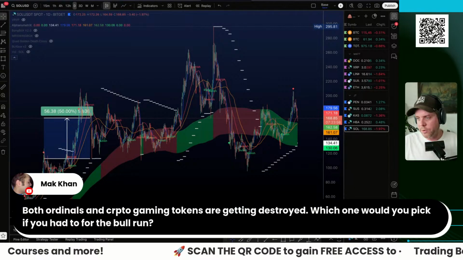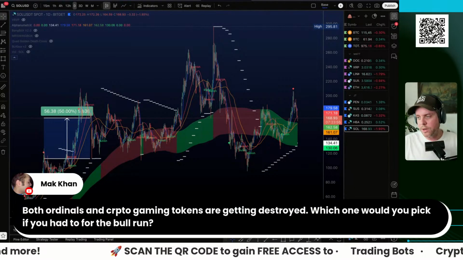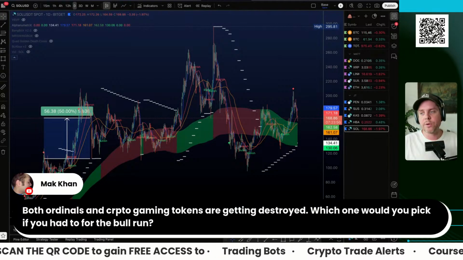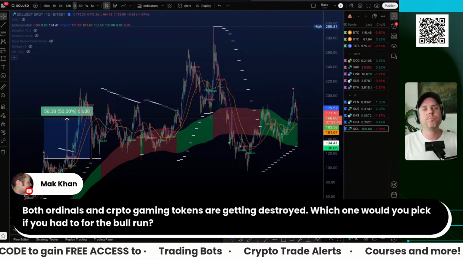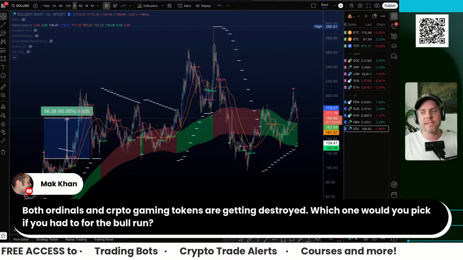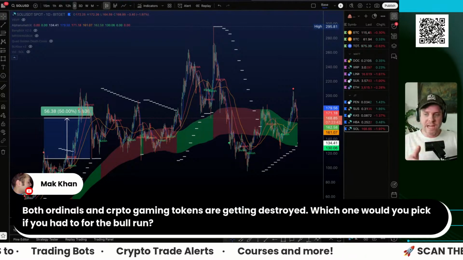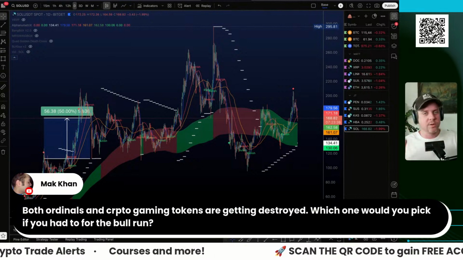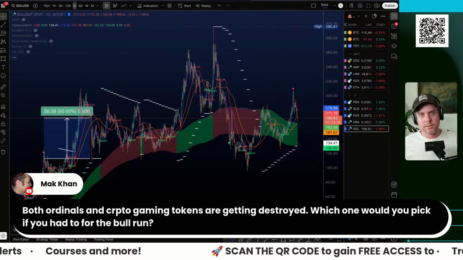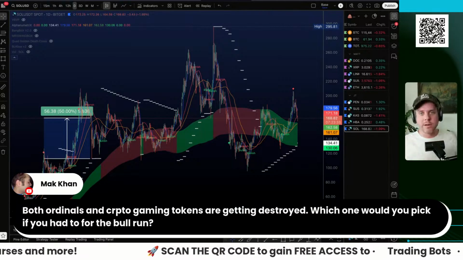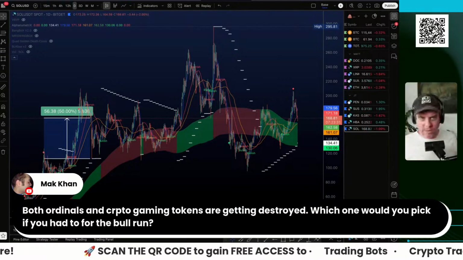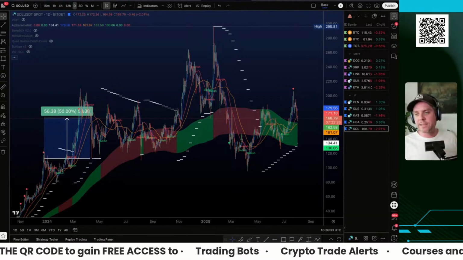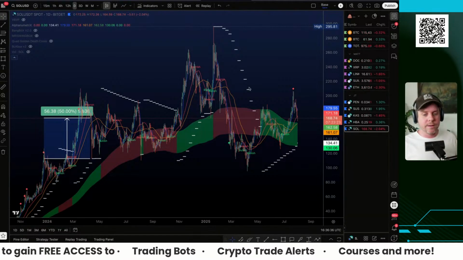Both ordinals and crypto gaming tokens are getting destroyed. Which one would you pick if you had to for the bull run? For me, I think crypto gaming is not done, but it's certainly not going to do what it did last cycle. For me, it's all about the new cycle. New cycle, new coins. What is the new coin this cycle? Ordinals. It's programmability on Bitcoin. Smart contracts on Bitcoin. So for me, ordinals, it's no comparison. That's the pick for me. It's going to be ordinals.